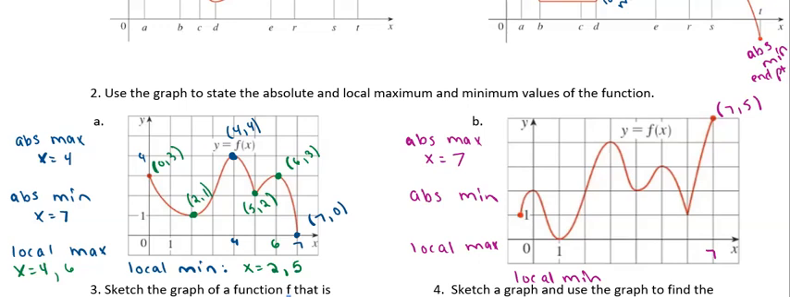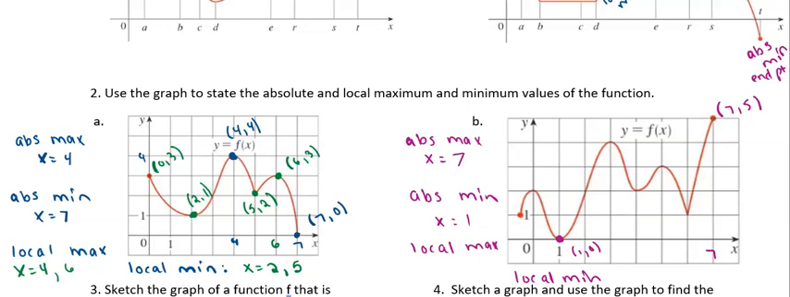Now, where's our absolute min? Where's our lowest value? That looks like it is right here, and that's when x is 1, y is 0. So our absolute min will occur when x is 1. Now we have some other things going on in here, so let's see if we can figure them out.